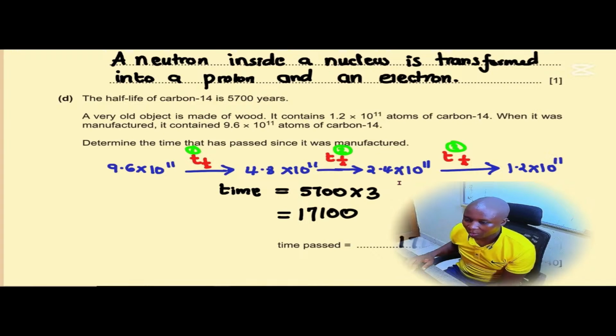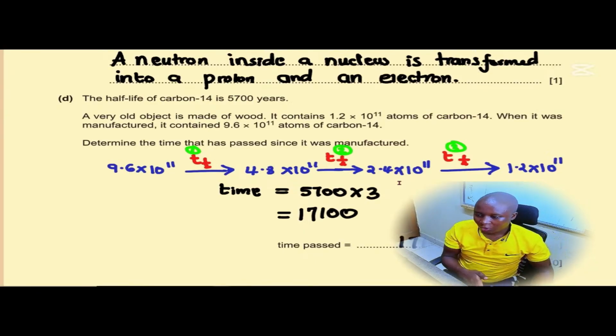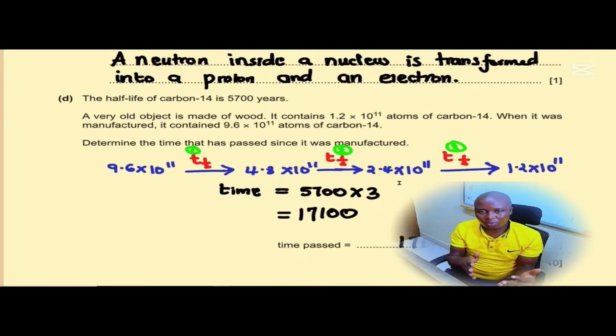A very old wooden object contains 1.2 atoms of carbon-14. When manufactured, it contained 9.6 times 10 to the power 11 atoms, but now it has 1.2. We are supposed to determine when it was manufactured. So we need to go to the original, which is 9.6 times 10 to the power 11.